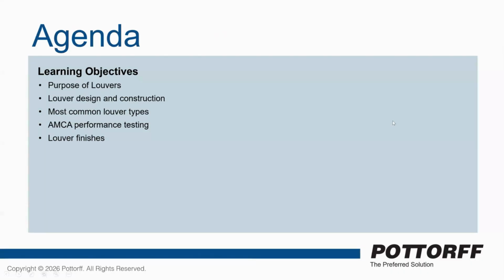Without further ado, let's talk about the agenda today. The learning objectives, first and foremost, we're talking about the actual purpose of a louver. Why have it and how does it work? And then we'll jump into the louver design and construction and the most common louver types out there on the market. And then we'll finish out with AMCA performance testing and louver finishes.